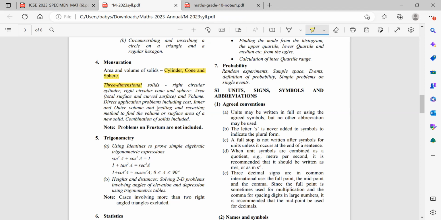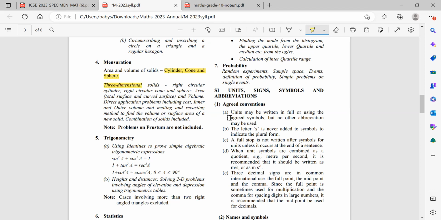When you convert from a cone to a sphere, or from a sphere you convert to smaller cones or smaller cylinders, whatever. So in this you need to remember that volume is conserved. Surface area will not be conserved, but volume will be conserved.